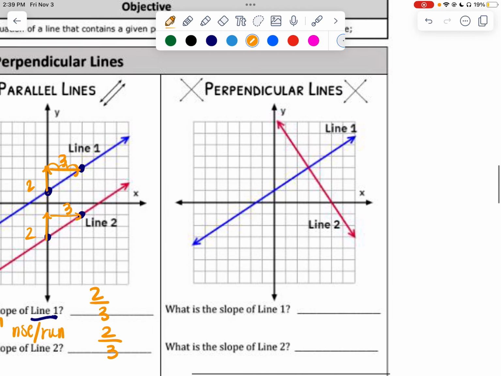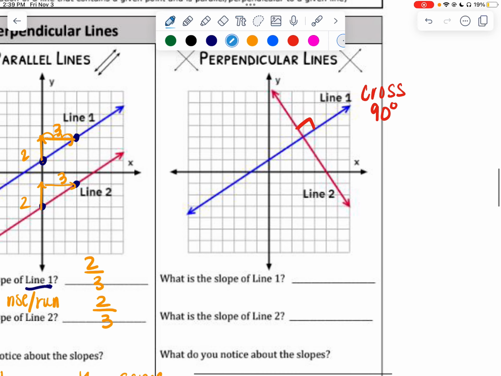Now, if I'm looking at perpendicular lines, yes, perpendicular lines intersect, they cross, but they cross specifically at a 90-degree angle. So when I'm looking at these two lines, if I could imagine an angle, there would be a right angle, 90-degree angle right there. And I've got to do the exact same thing, so I'm going to notice something when I look at the slopes. On line 1, start here, I could go up 2, to the side, 1, 2, 3, so 2 over 3.